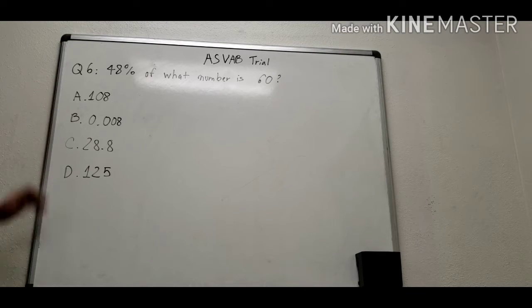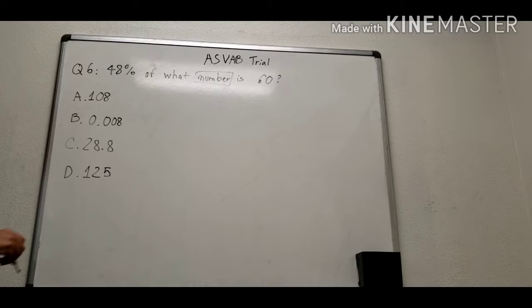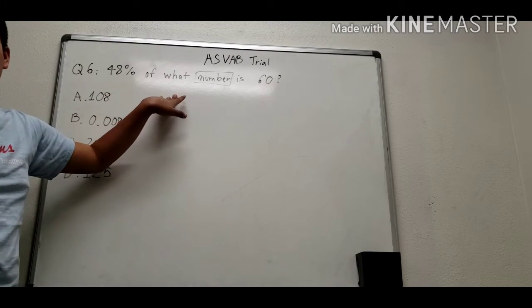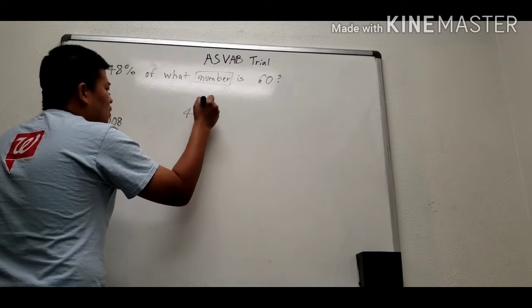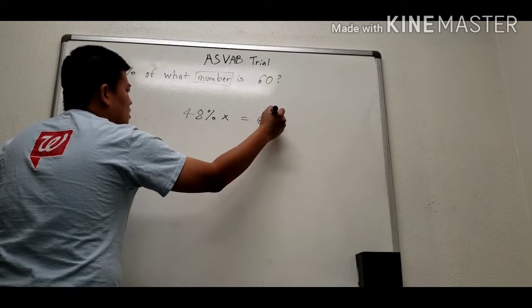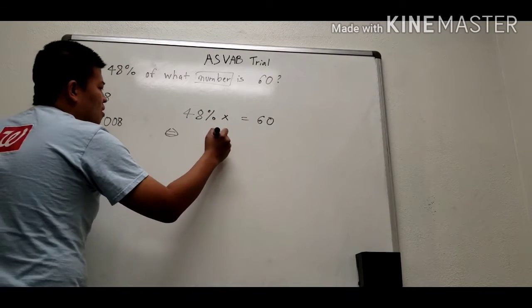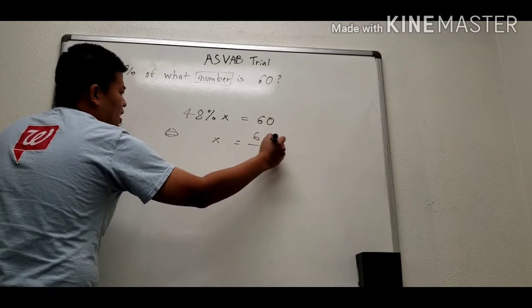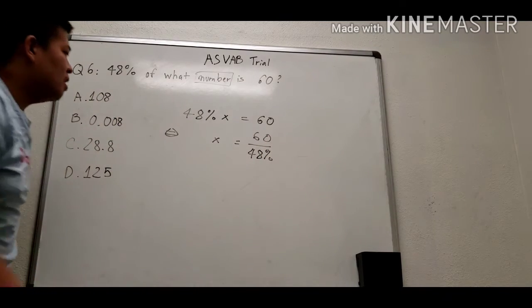Question 6: 48% of what number is 60? Notice the question asks about the number. 48% multiplied by this number gives 60. So we have 48% times S equals 60. To find S, you just divide both sides by 48%.